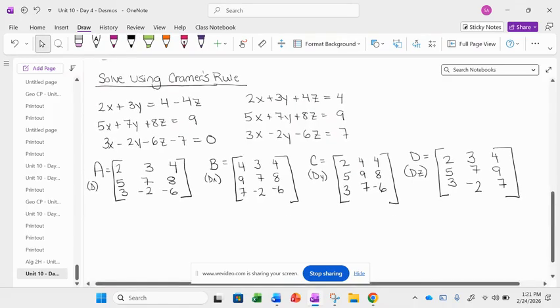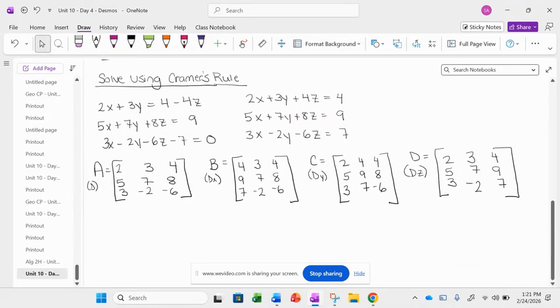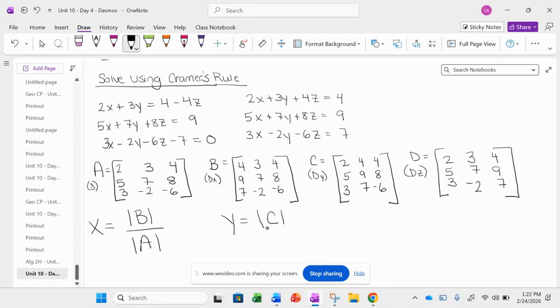So if this was a test question in the Desmos part, you would still need to show me all of this. You would need to show me that you're putting all the equations in the elimination format. You would need to show me all of the matrices that we're going to be using. The last thing you'd have to show me is what each one represents. So we're going to say X is equal to the determinant of matrix B divided by what? The determinant of matrix A. You're going to need to show me that Y is equal to the determinant of matrix C divided by what?